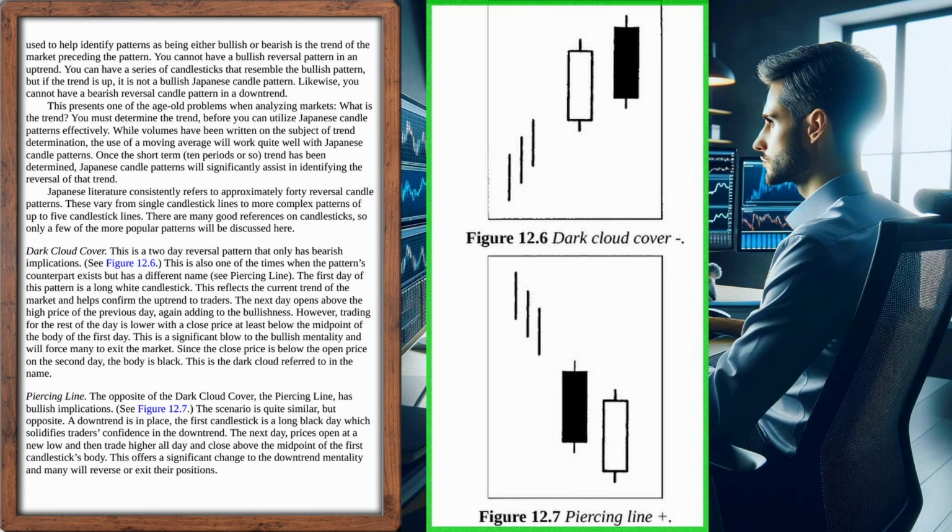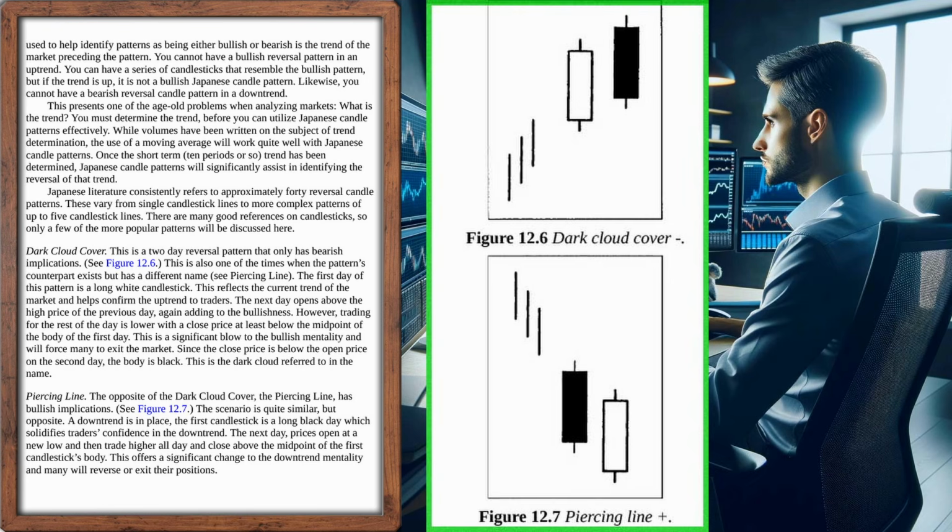This is also one of the times when the pattern's counterpart exists but has a different name. See piercing line. The first day of this pattern is a long white candlestick. This reflects the current trend of the market and helps confirm the uptrend to traders. The next day opens above the high price of the previous day, again adding to the bullishness. However, trading for the rest of the day is lower, with a close price at least below the midpoint of the body of the first day. This is a significant blow to the bullish mentality and will force many to exit the market. Since the close price is below the open price on the second day, the body is black. This is the dark cloud referred to in the name.